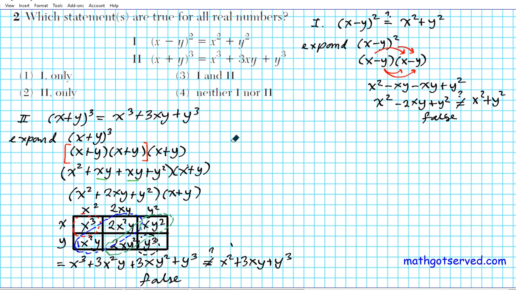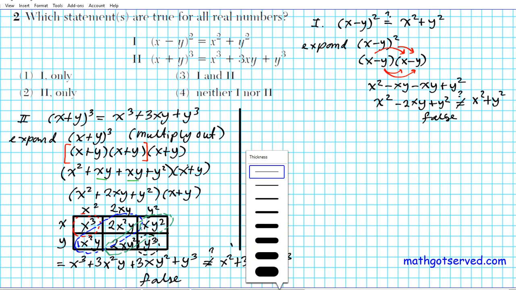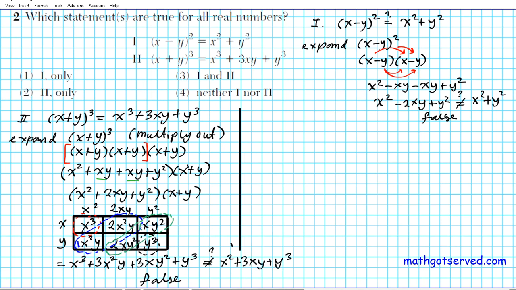Alrighty, so neither statement 1 or 2 are correct. Now the method that I used right here is I just multiplied out. There's another method which I prefer, which is faster if you know how to use it, to expand binomials of higher powers. If you have a binomial raised to a third power or higher, you can use the binomial theorem or Pascal's triangle. Alrighty, the one and the same thing. So I'm gonna show you how that works.